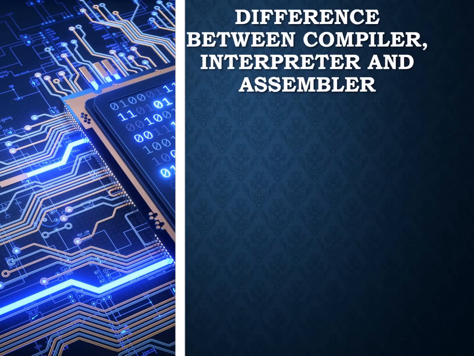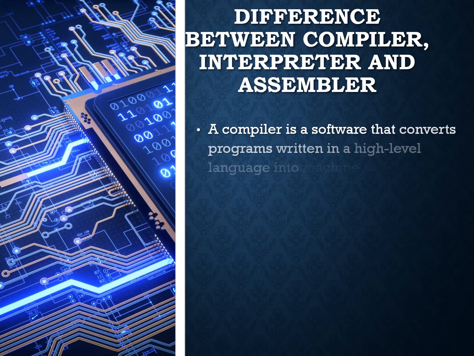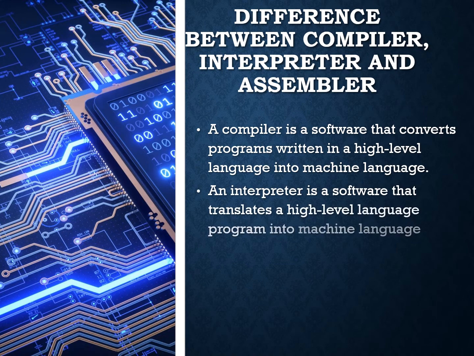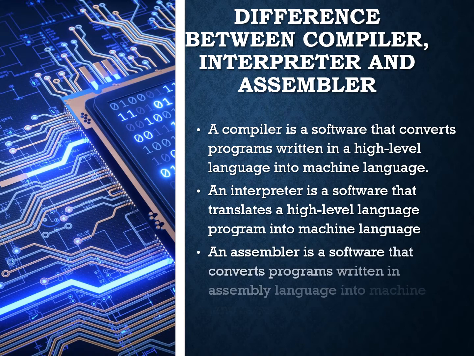Study the difference between compiler, interpreter, and assembler. A compiler is a software that converts programs written in a high-level language into machine language, while an interpreter is a software that translates a high-level language program into machine language. On the other hand, an assembler is a software that converts programs written in assembly language into machine language.